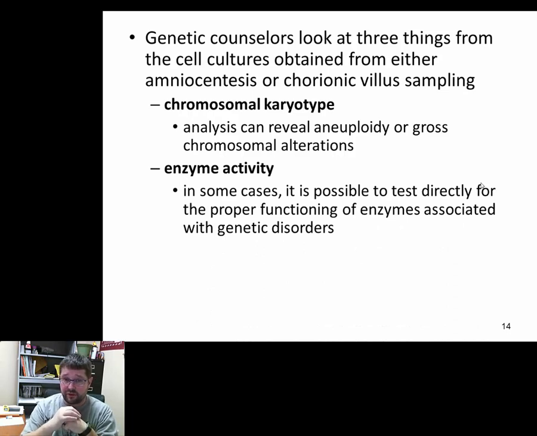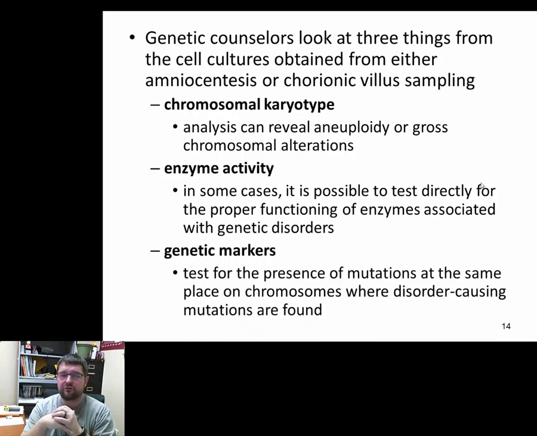You can also look at enzyme activity. You can grow these cells in a cell culture and look to see which enzymes are turned on and which are turned off. If enzymes that are needed for normal development are turned off at this point in time, the individual would have certain genetic disorders, or maybe they're turned on when they shouldn't be, and that would indicate that something's going wrong. And the other one is you can look at genetic markers.